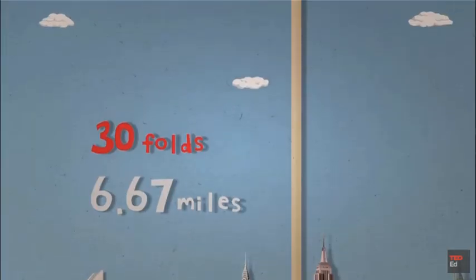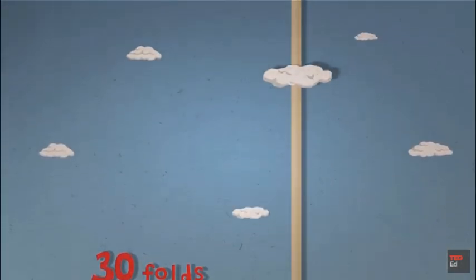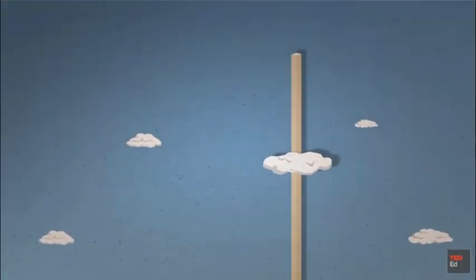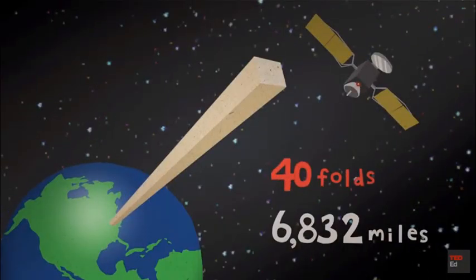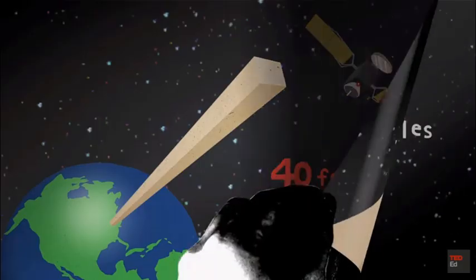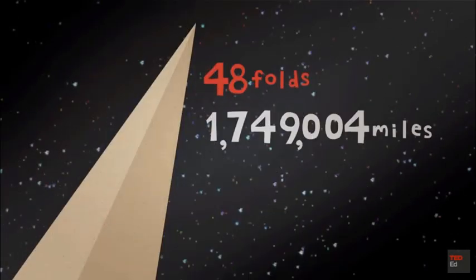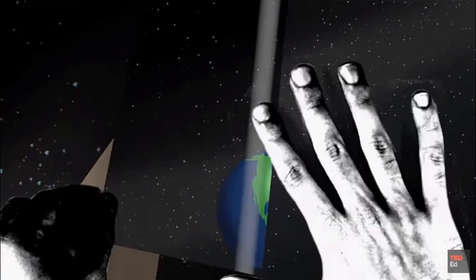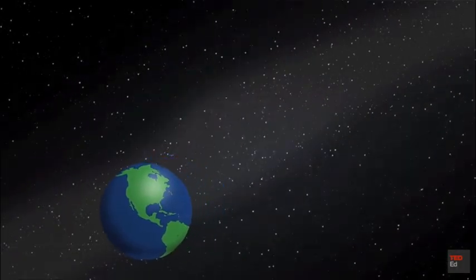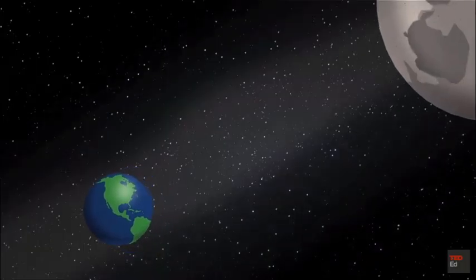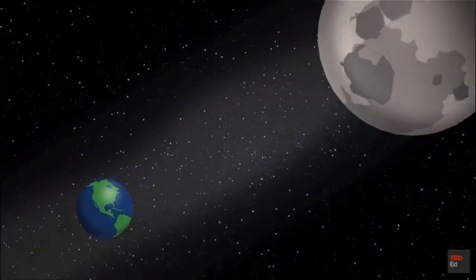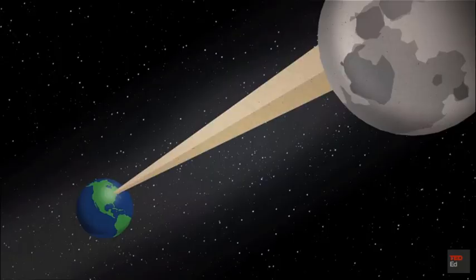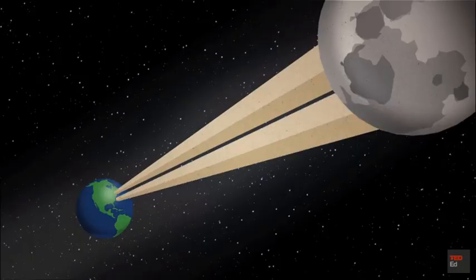30 times, the thickness reaches 6.5 miles, which is about the average height that planes fly. 40 times, the thickness is nearly 7,000 miles, or the average GPS satellite's orbit. 48 times, the thickness is way over 1 million miles. Now, if you think that the distance between the Earth and the Moon is less than 250,000 miles, then, starting with a piece of Bible paper and folding it 45 times, we get to the Moon. And if we double it one more time, we get back to Earth.